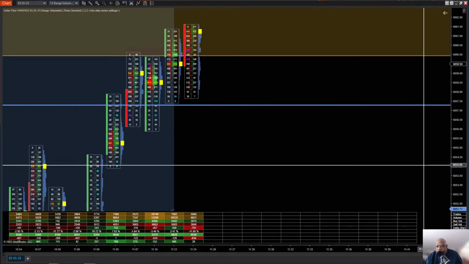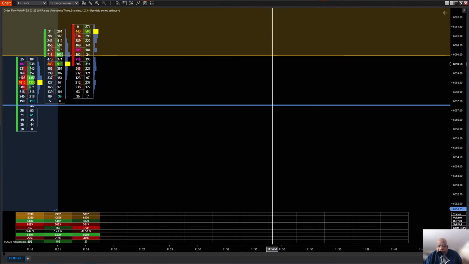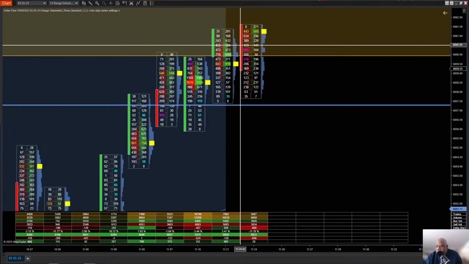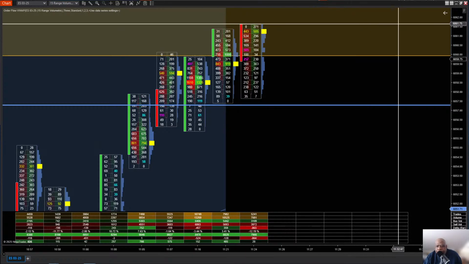As you can see here in my order flow chart, this is the volumetric bar. If you have the lifetime NinjaTrader license like I do, or if you pay, I think, $60 a month for the order flow bundle, you get that with it.